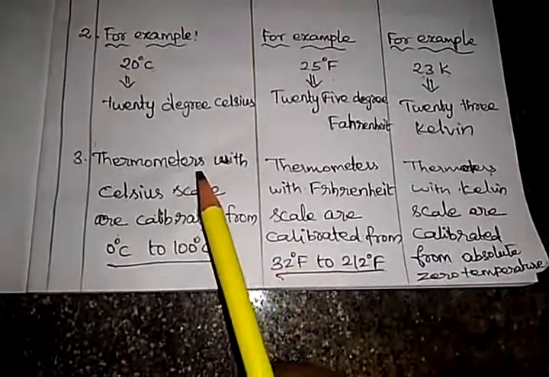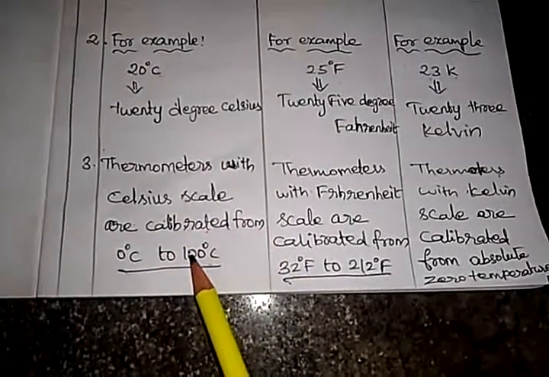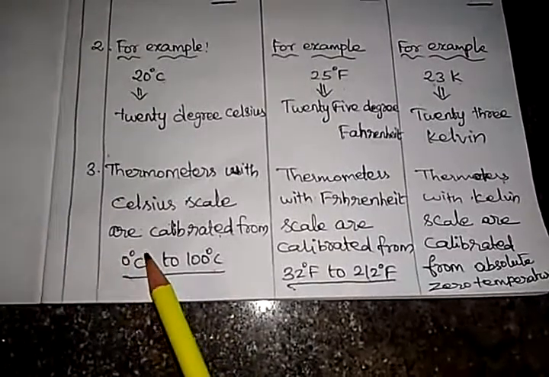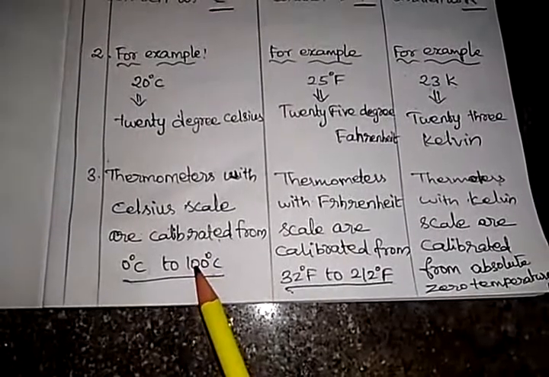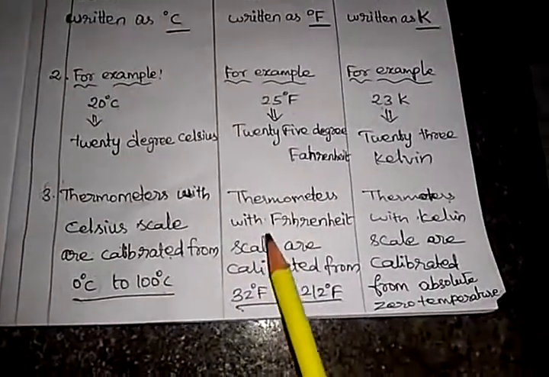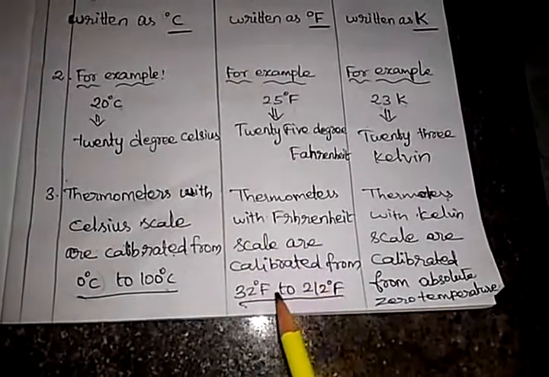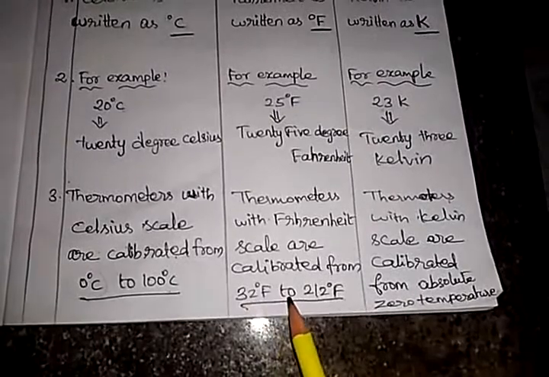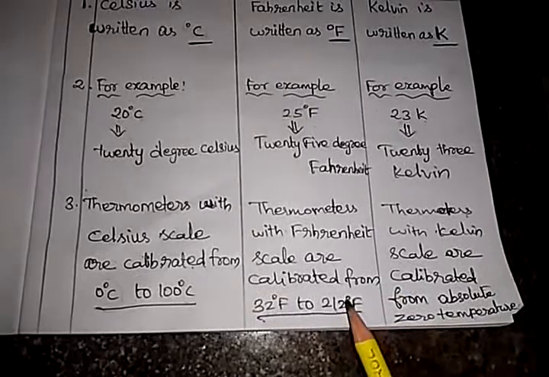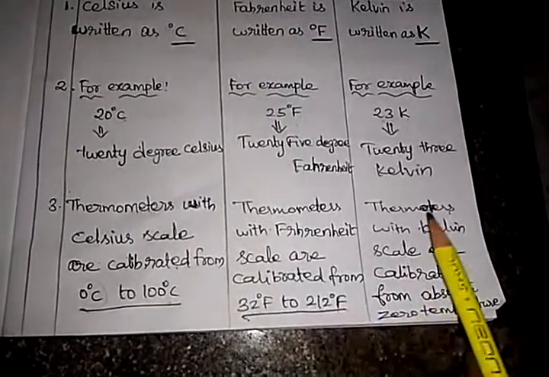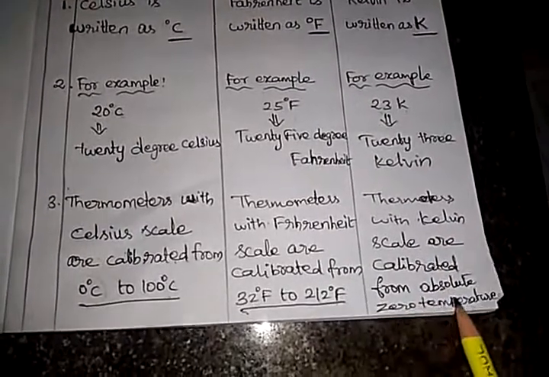Students, thermometers with Celsius scale are calibrated from 0 degree Celsius to 100 degree Celsius. It is used to measure minimum value 0 degree Celsius, maximum 100 degree Celsius. Thermometers with the Fahrenheit scale are calibrated from 32 degree Fahrenheit to 212 degree Fahrenheit. Thermometers with Kelvin scale are calibrated from absolute zero temperature.